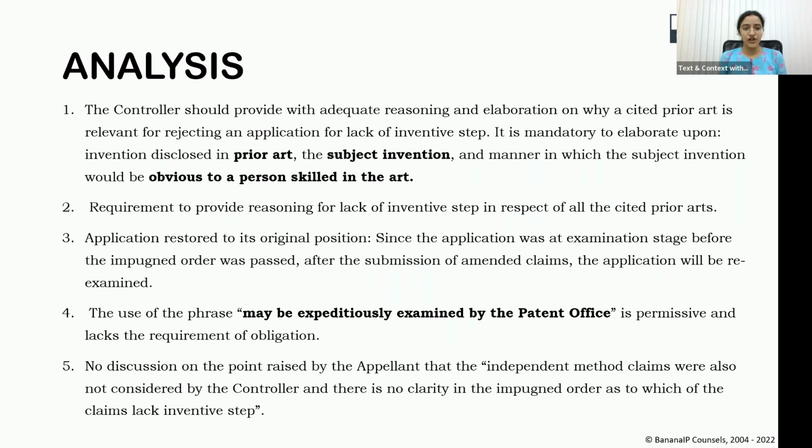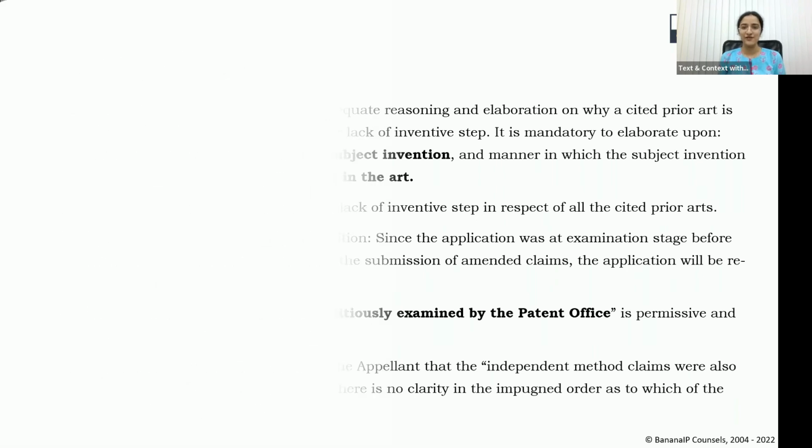Now, coming to the last point of analysis, there is no discussion on the point raised by the appellant that the independent method claims are also not considered by the controller, and there is no clarity in the impugned order as to which of the claims lack inventive steps. So, although there were product and process claims, method claims both, the controller mostly discussed the product claim itself, and there was a lack of explanation with regard to method claims, and this particular order is not very elaborative as to what happens for an independent method claim as well. Thank you.